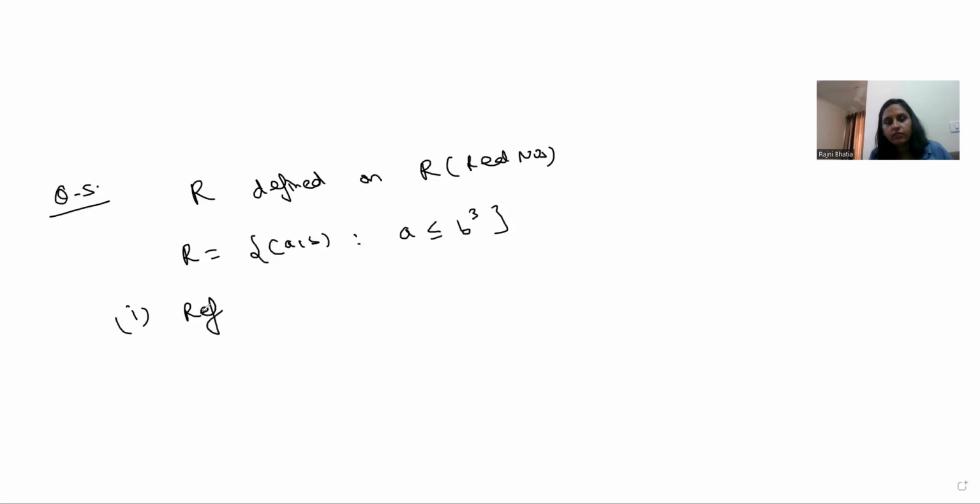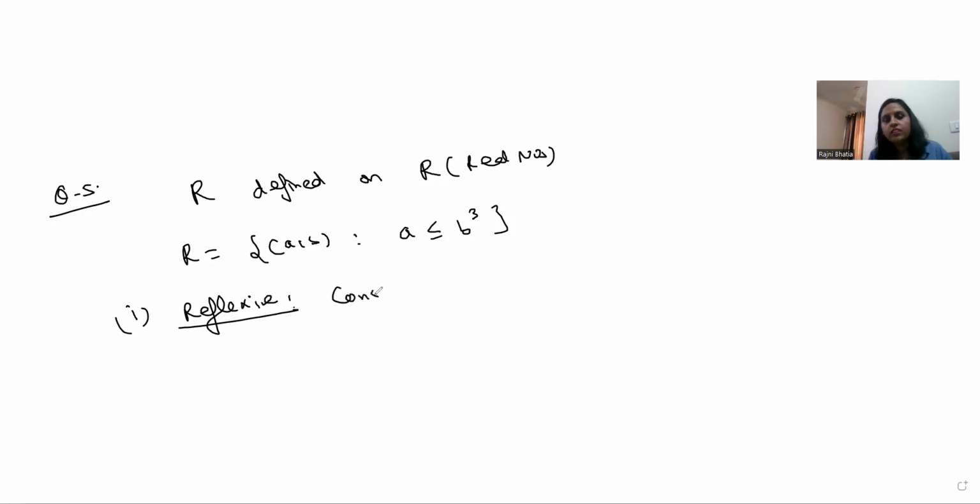Now for reflexive, what we need to find out is a number which is less than its cube. Just like I explained in question number 2, that a number is always less than its square. In the similar way, a natural number, a whole number, an integer is always less than its cube. But if we talk about fractions, then they are greater than their squares, they are greater than their cubes.